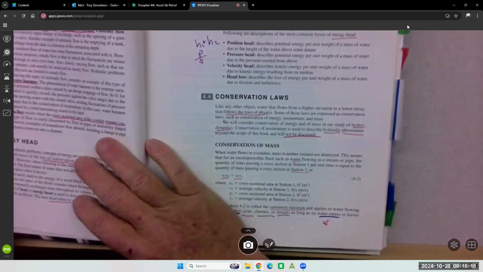Okay. So the first thing we want to know is, what do we have? Do we have turbulent flow? Do we have laminar flow? Which one is it? And the way to get that is with the Reynolds number.